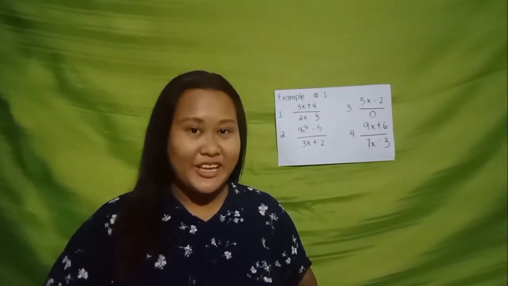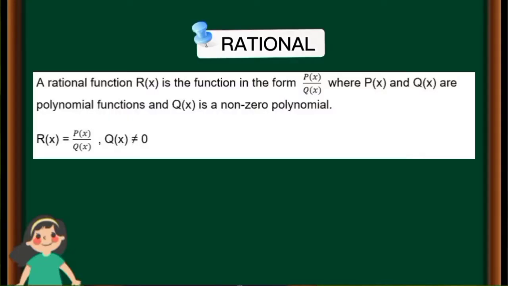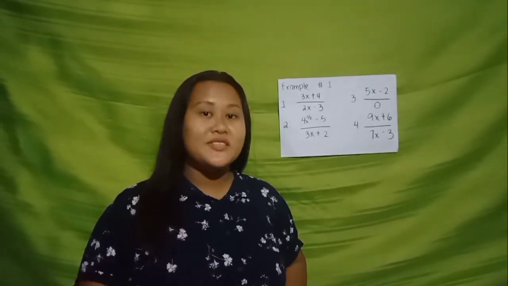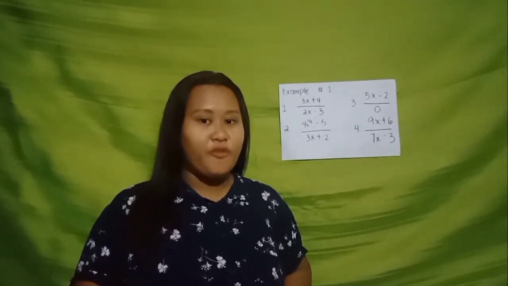My next topic is all about rational functions. A rational function is noted by f of x equals p of x over q of x, wherein p of x and q of x are polynomials. Always remember that q of x must not be equal to 0.